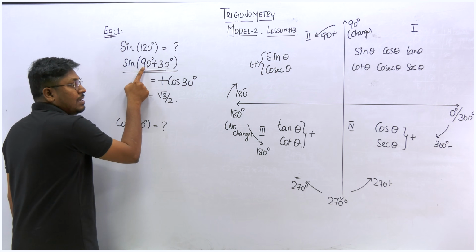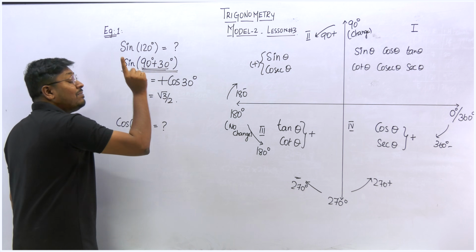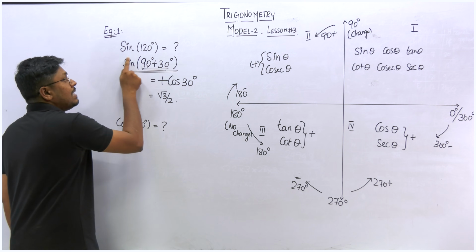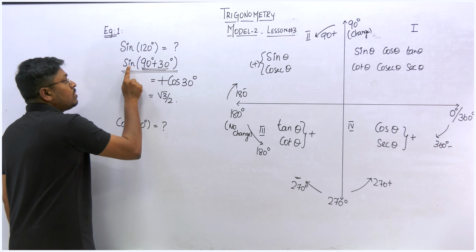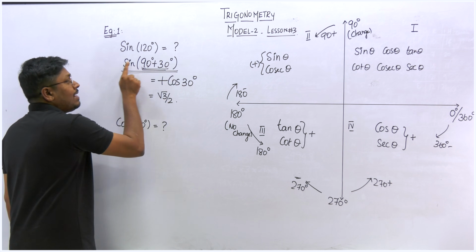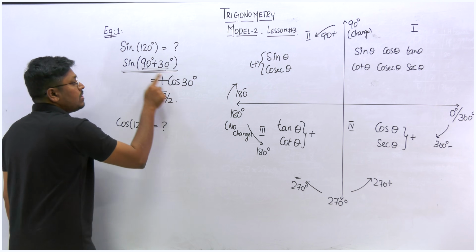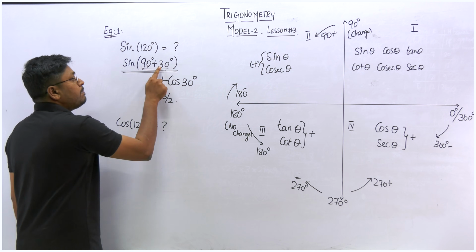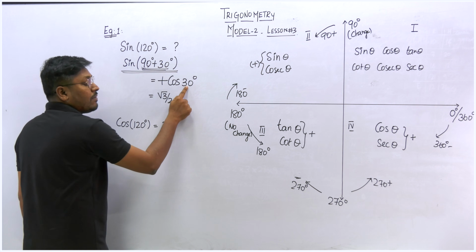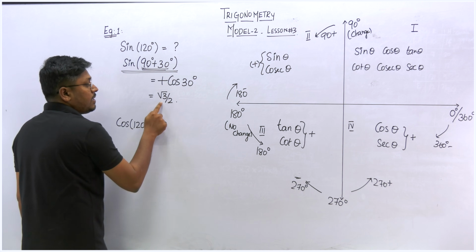It is 90, so we have to change. Which letter do we have to change? The sine angle should be changed to cos, because sine's reciprocal partner will be cos. So sine should be changed to cos. With 90 plus 30, this angle alone you take here. So cos 30 is root 3 by 2.